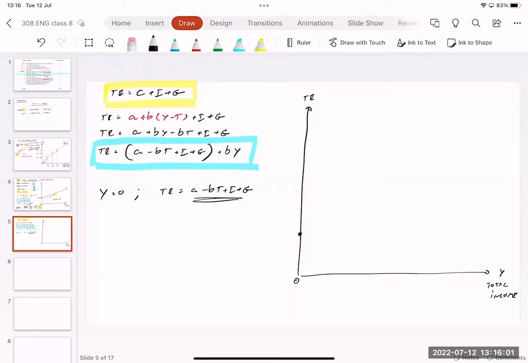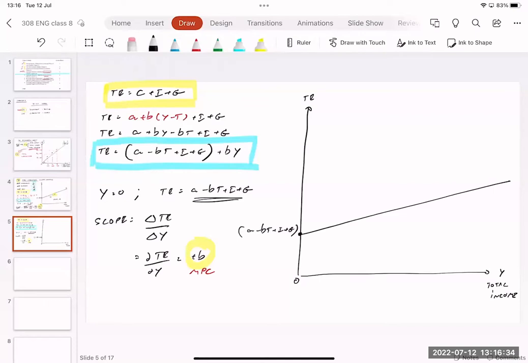For example, maybe somewhere here. This is A minus BT plus I plus G, the starting point. Next thing, I want to find the slope. Slope equals delta vertical over delta horizontal. By doing the math, partial derivative, I got plus B. Same as before, this is MPC, marginal propensity to consume. So now I know that the curve is going up to the right, just like the consumption curve. The slope means if Y increases by 1 unit, total expenditure will increase by B units.